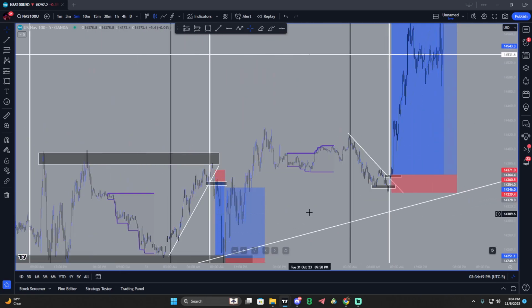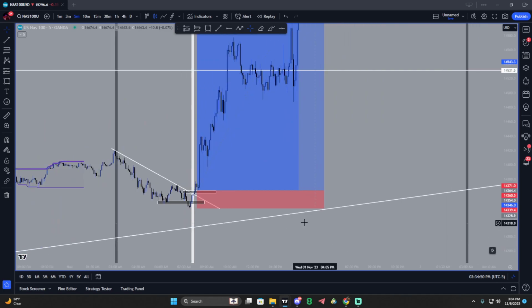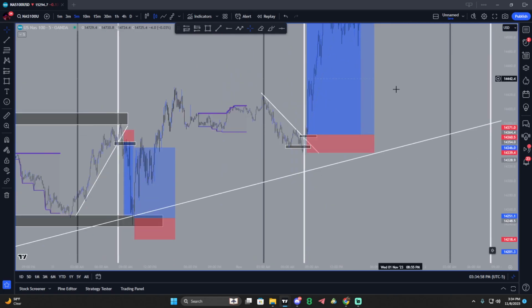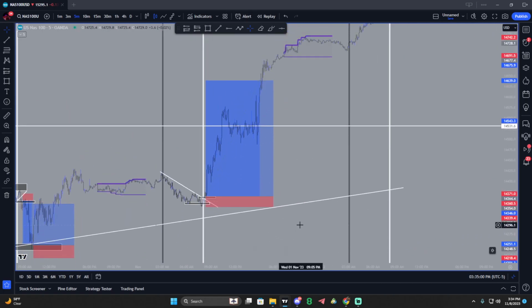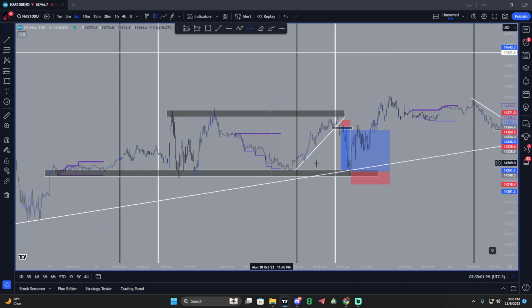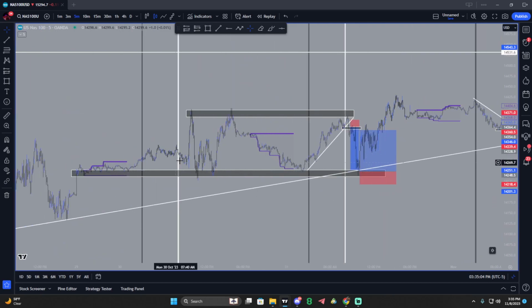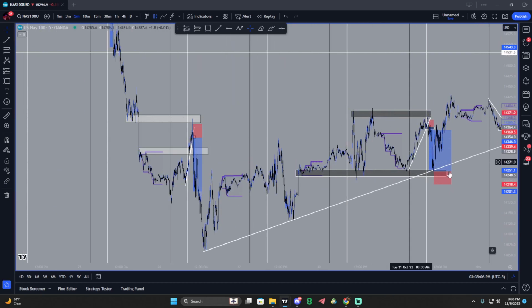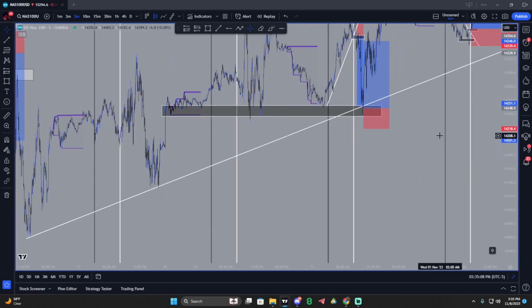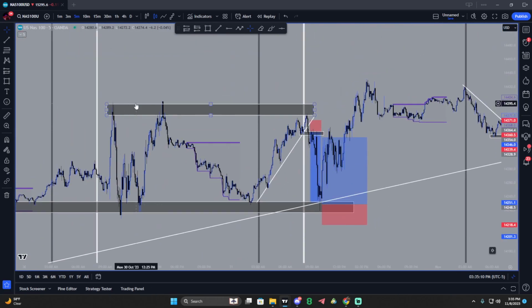Uptrend, downward trend line, price broke out. Price came down to retest a little bit. You hopped in, stop loss at the lows, and you took price up, right? Same thing. This is a little bit different. Market's kind of moving sideways here, but you're still on a slight uptrend. What we did have was resistance.